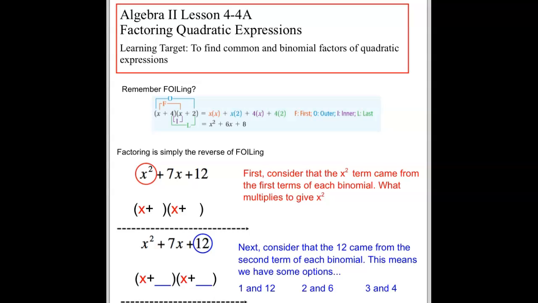Welcome Algebra 2 students. Today we're going to start looking at factoring. We have a lot of different types of factoring. Our first task today is just to look at basic trinomial factoring.